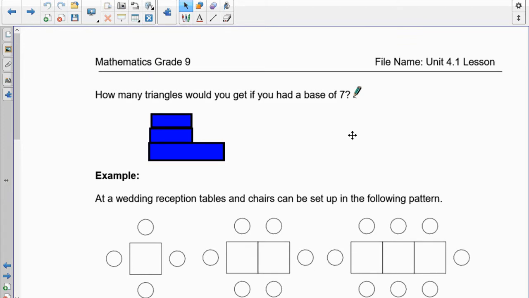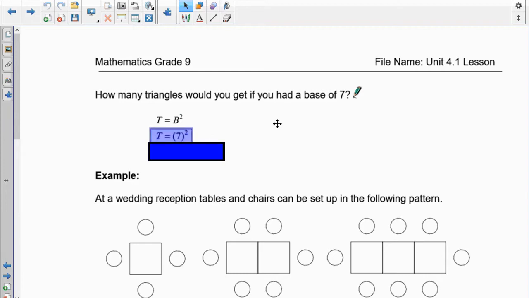But if you didn't realize what the equation was, how are you going to figure out how many triangles would be there if you had a base of 49, or a base of 60? You have to know the equation. So again, here's our equation. Remember, whenever you're asked to do something like this, you have to use the equation.